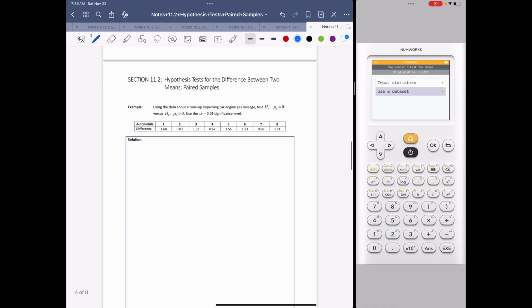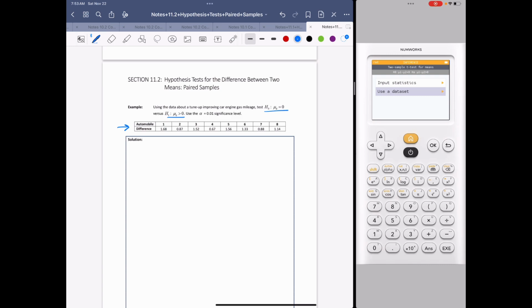Now, here's the problem. And notice that here, they've only given you the differences because that's all I need. It's the same problem as before. And it says, I want to test H0, mu of D is 0. That means there's no difference, versus H1, mu of D is greater than 0. H1 sometimes in this is a little tricky to get, so you want to be careful. I'm going to show you a couple that will help you on this.